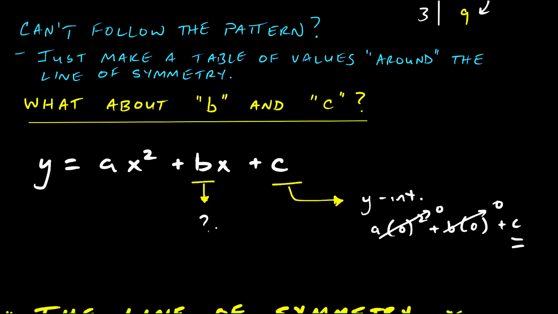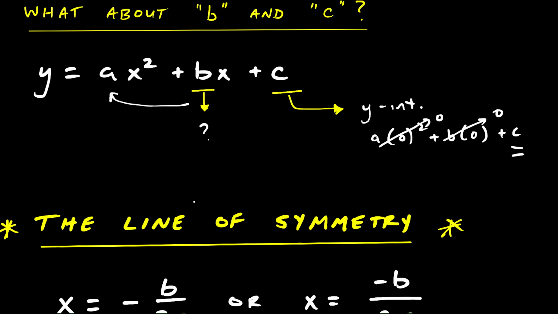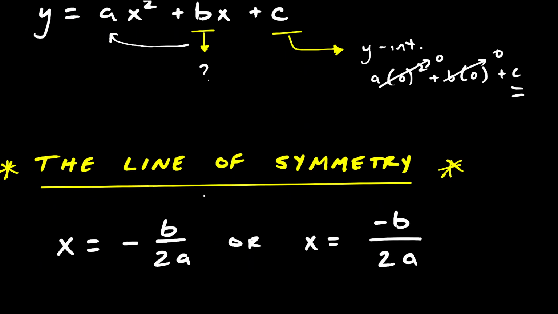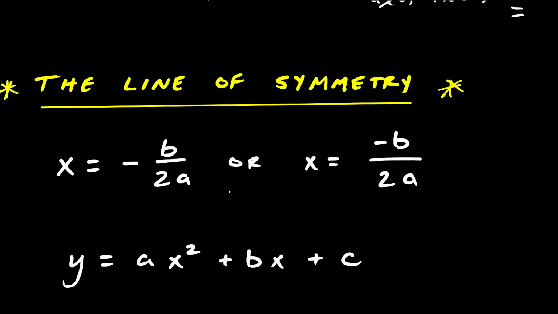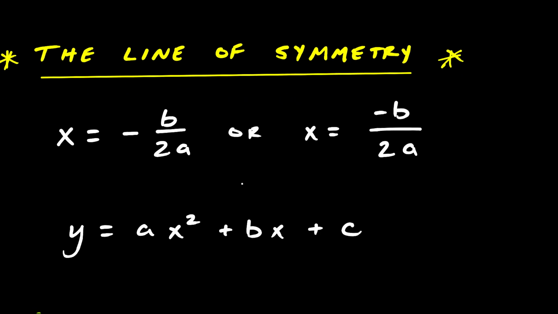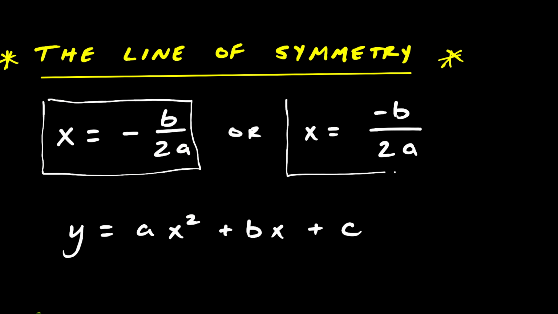The b is a little trickier. The b value will move it left or right and up or down, and it kind of works with the a value, so it's a little complicated. You'll see that closer if you really get to understand completing the square in vertex form. But for now, we're just going to use this formula that finds the line of symmetry. The line of symmetry, that symmetrical line, is always going to be x equals negative b over 2a. And you can also think of it as x equals negative b, so just take the opposite of the b term, and divide that by 2 times a.